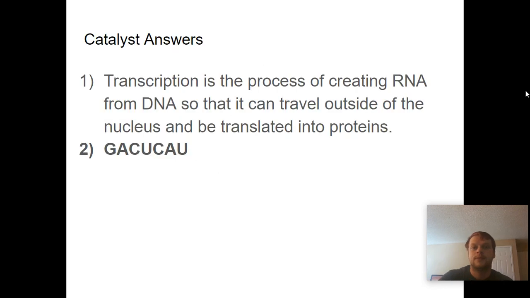All right, so here are our catalyst answers. You guys don't have to have these exactly, especially number 1. Number 2 does need to be exact. So for number 1, transcription is the way that RNA is made so that DNA can travel outside of the nucleus and be translated into proteins. Remember, the DNA is too big to fit out of the nuclear pores, so the RNA is a necessary intermediary for that. And then our answer for number 2 is GACUCAU.